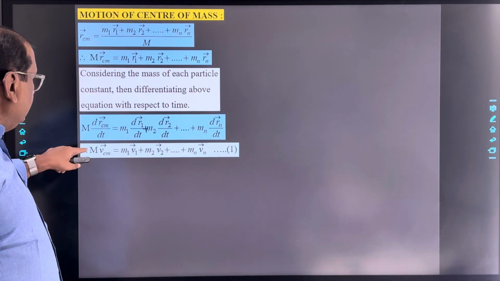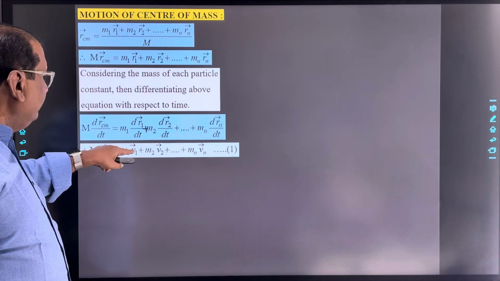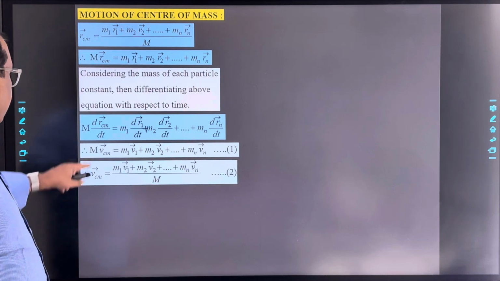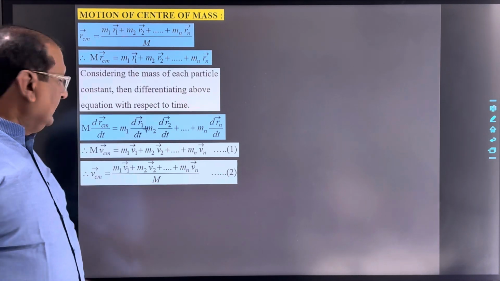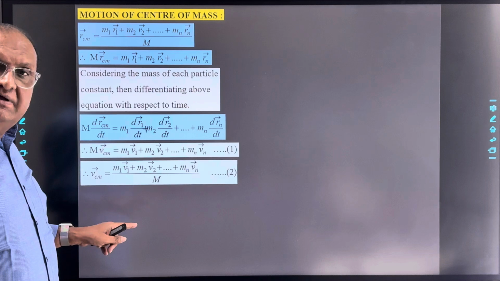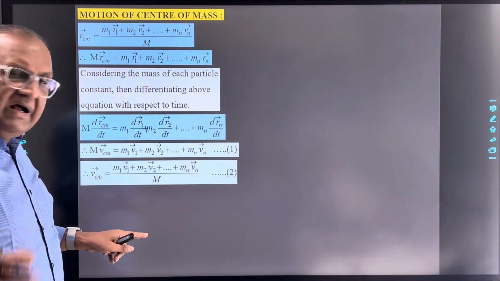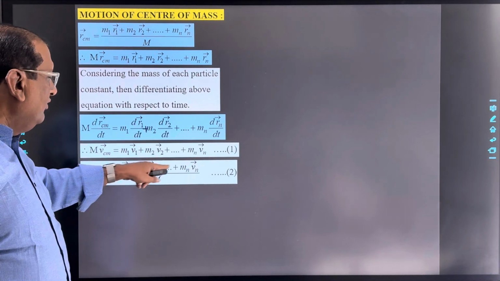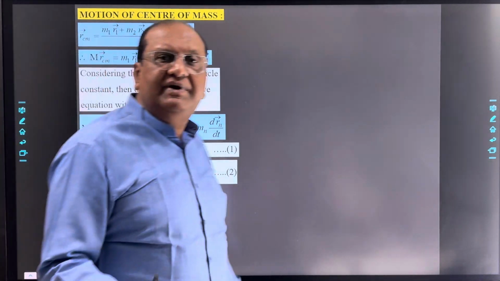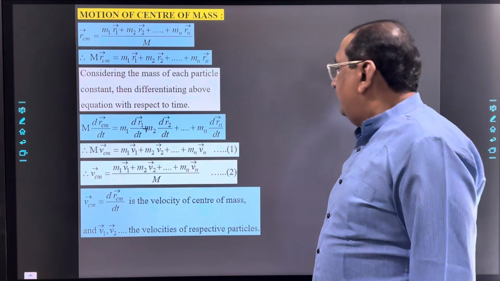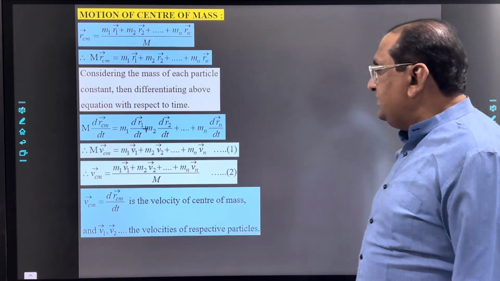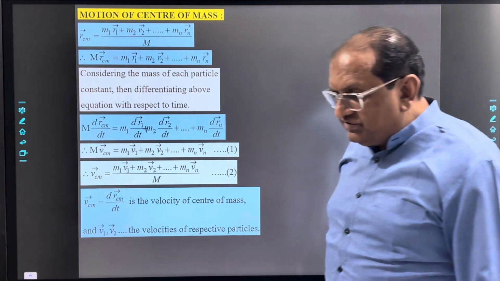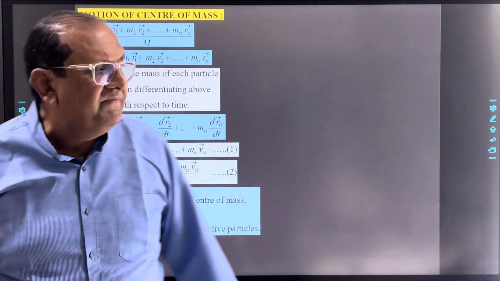So we can write the equation M V_CM = M1V1 + M2V2 + ... + MnVn. Now take this M to the right-hand side. We get the equation for the velocity of the center of mass of a system: V_CM = (M1V1 + M2V2 + ... + MnVn) / M. Here V_CM is the velocity of the center of mass, and V1, V2, V3 are the velocities of the individual constituent particles.